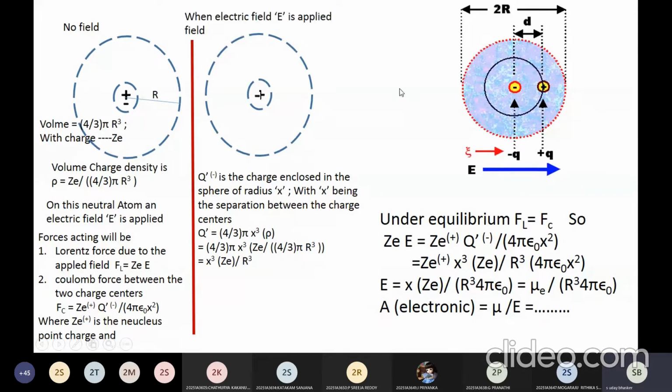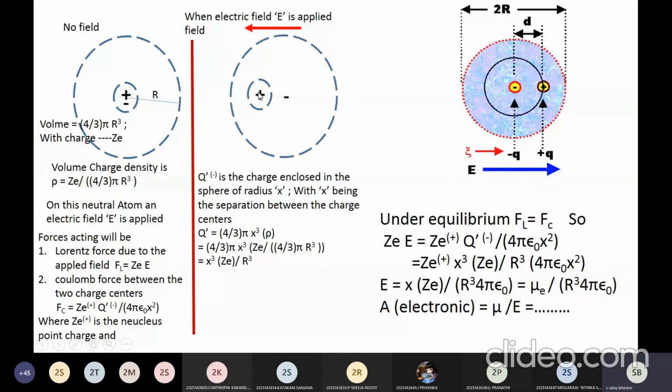But when you apply the electric field in this particular direction, the negative charges will be deflected to the left and the positive charge will be deflected in the direction of the applied field. Because of this there is a charge separation, and because of this charge separation there will be a dipole moment. Because of this charge separation, will there be a net attraction? Yes. Let me say the charge separation between positive charge and negative charge is X.